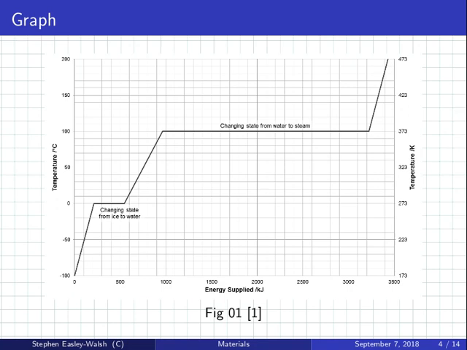Can you copy this and make sure that you draw this longer than this? Okay? They're not so worried about the scales. What they care is that this is longer than this, and that this is at 0 and this is at 100. And that this is temperature and this is energy.